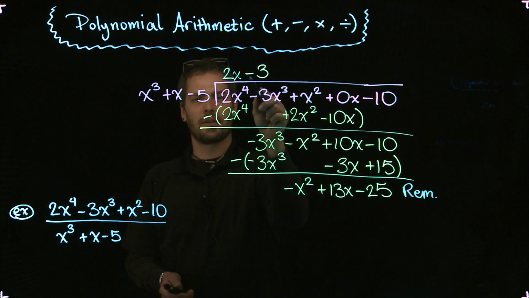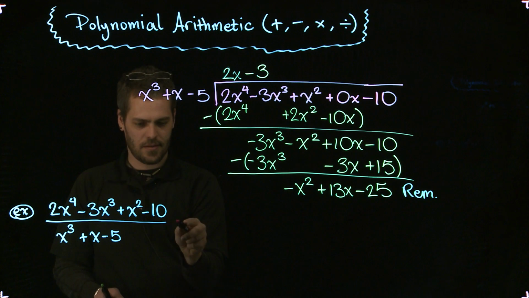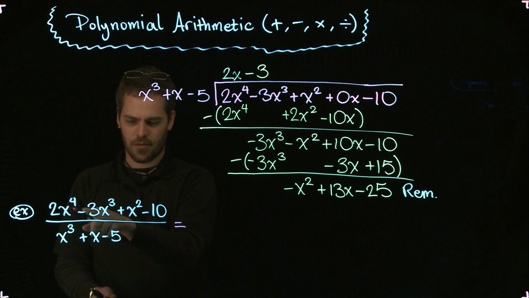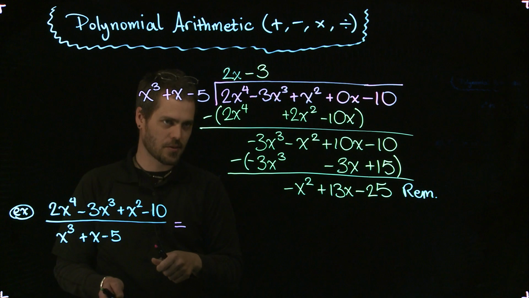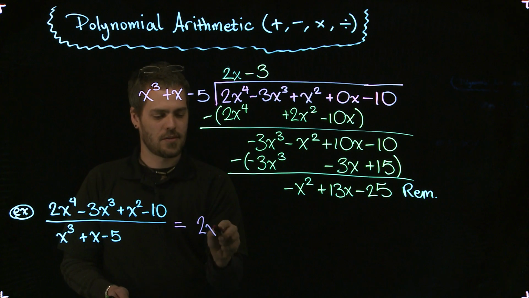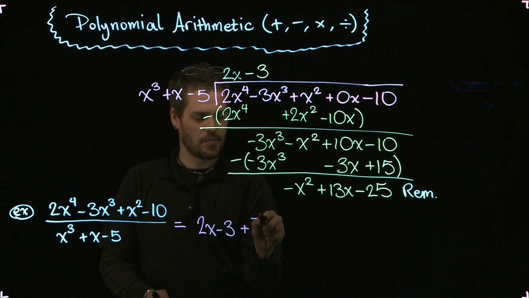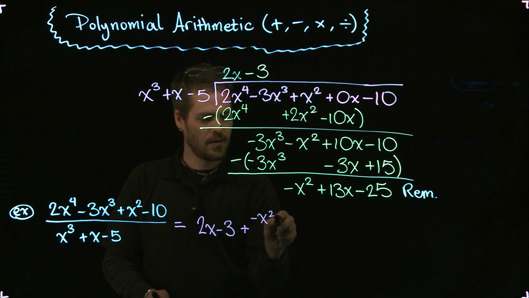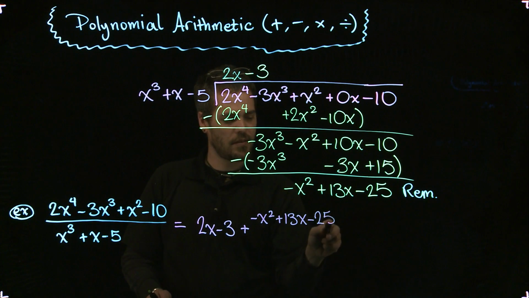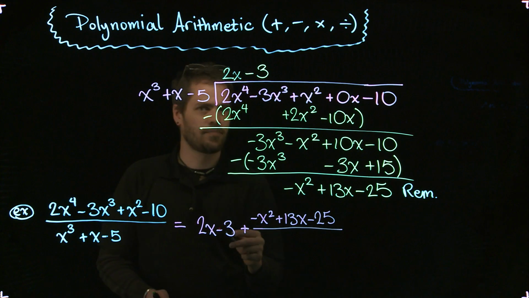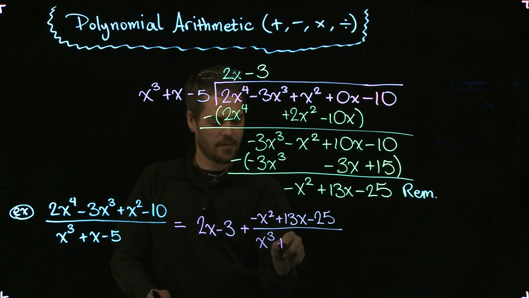The quotient is up here. The divisor is right there. So I can confidently say that 2x to the fourth minus 3x cubed plus x squared minus 10 divided by x cubed plus x minus 5 is equal to 2x minus 3 plus, here's the remainder over the divisor, negative x squared plus 13x minus 25 all over x cubed plus x minus 5.